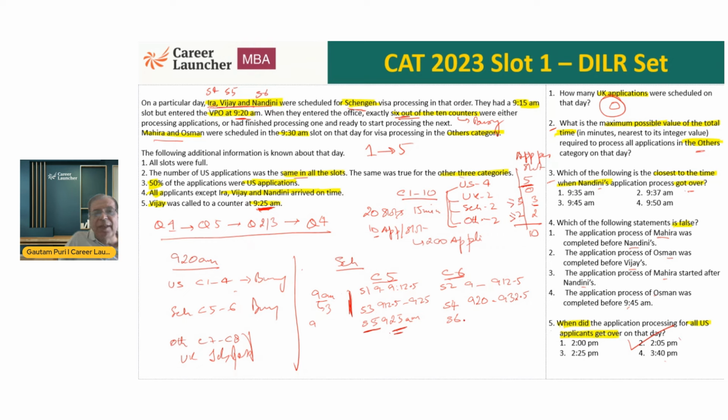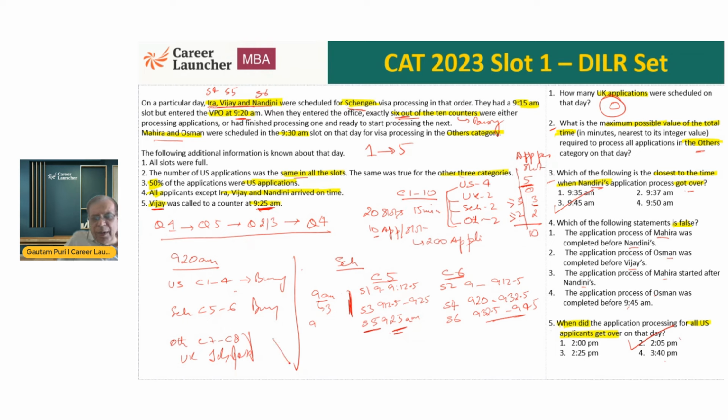And who's the applicant 6 then? For Schengen, Nandini. Nandini would start at 9:32.5 and go on till 9:45. Okay. So we have solved question number 3 first now. Which of the following is closest to the time Nandini's application process got over? Nandini's application process gets over at 9:45. So the importance of this statement is, this tells me that a Schengen visa takes 12.5 minutes to process.